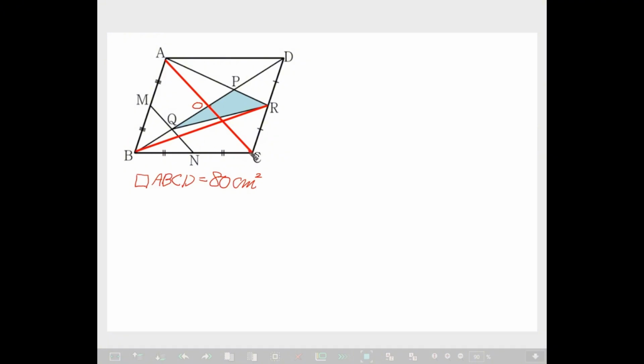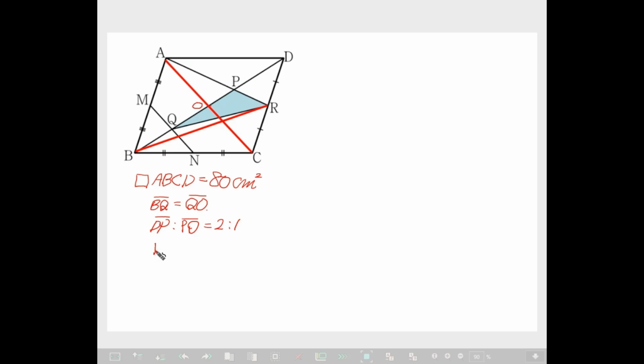Triangle ABC and triangle MBN. BM equals MA, BN equals MC. And here we can find BQ equals QO. And this point P is the centroid of triangle ACD. So DP to PO equals 2 to 1.